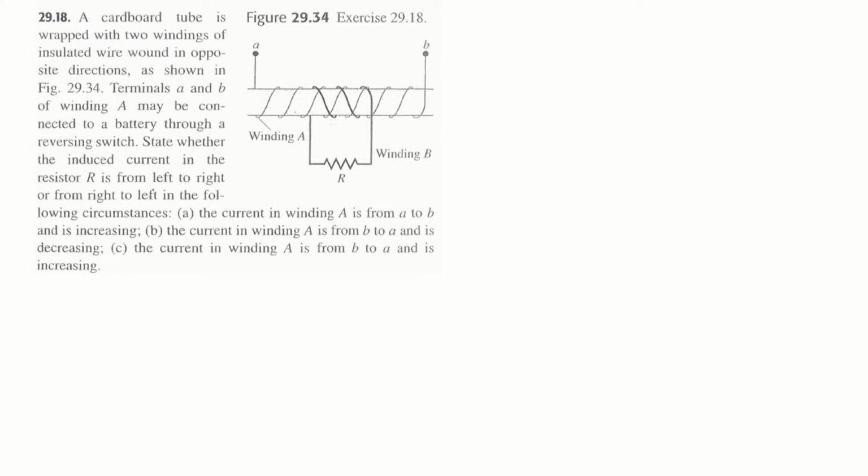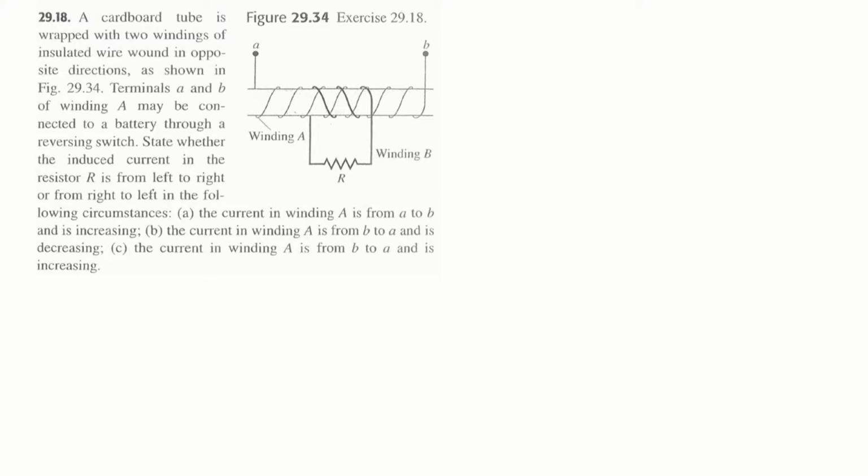And at the end of that is a little resistor. So they're asking, for a bunch of different situations, what's happening to the current through the resistor. Okay. So first we're going to talk about each of these three situations. In the first one, the current is from A to B and is increasing. So what does that mean? Well, first let's talk about it being from A to B.